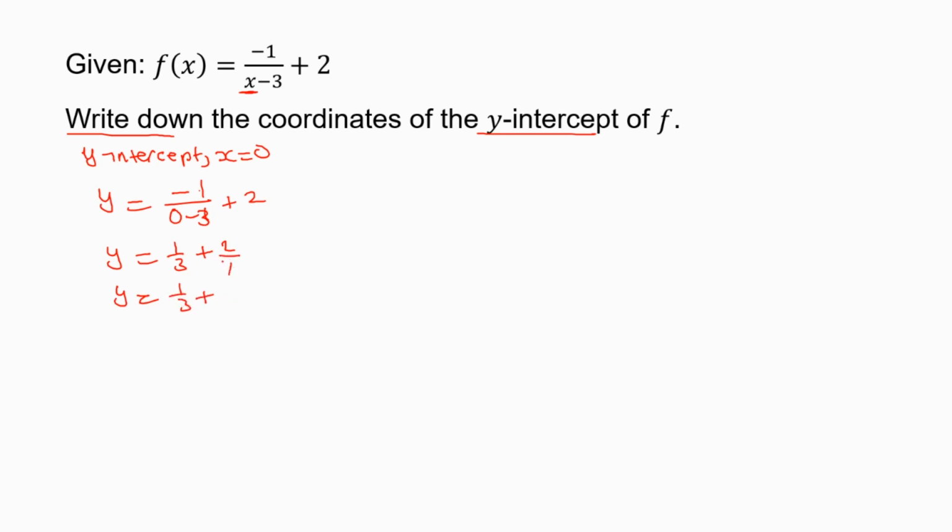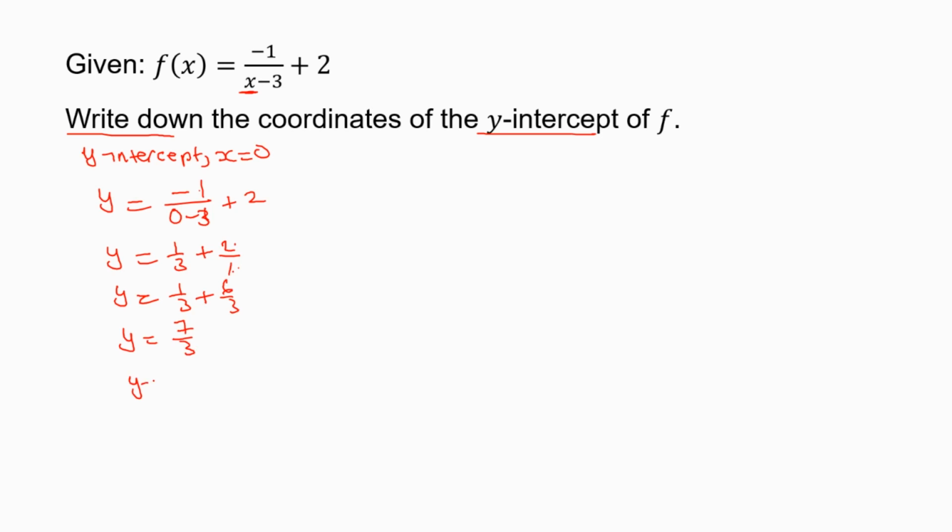So we multiply the numerator by 3 and the denominator by 3. So it's going to be 6 over 3. But anyway, you can use your calculator for this. So y is equal to 7 over 3.